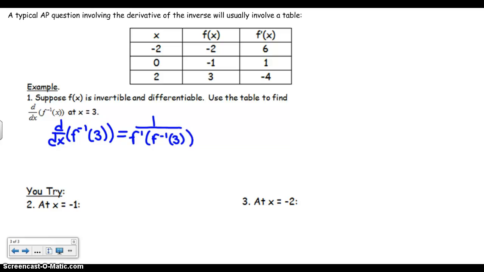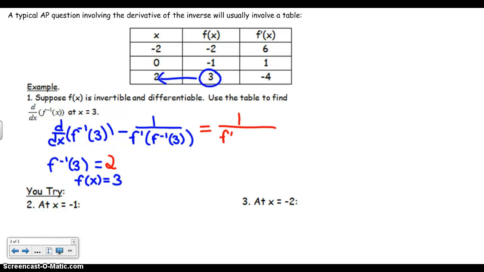So the first thing you need to do is just figure out what is f inverse of 3. And so again, the way we do that is we figure out where does f of x equal 3. So we come up to the table, where does f of x equal 3? At x equals 2. So f inverse of 3 is 2. So we're going to plug that into our derivative formula. So we now have 1 over f prime at 2. And f prime at 2 is something we can very easily read off the table. At 2, f prime is negative 4. So we have 1 over negative 4, which is just negative 1/4.